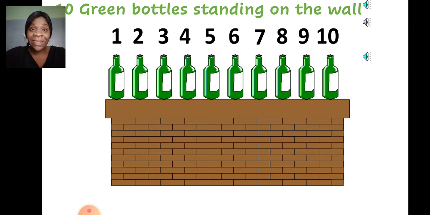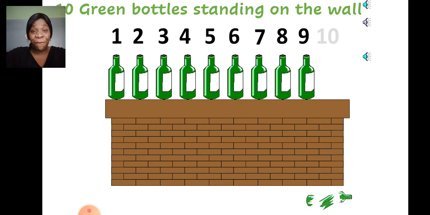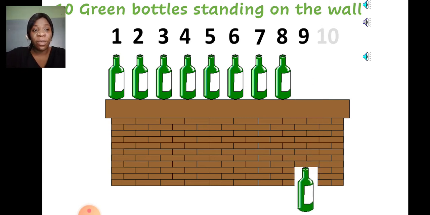10 green bottles standing on the wall. And if one green bottle should accidentally fall, there'll be 9 green bottles standing on the wall. 9 green bottles standing on the wall. And if one green bottle should accidentally fall, there'll be 8 green bottles standing on the wall.